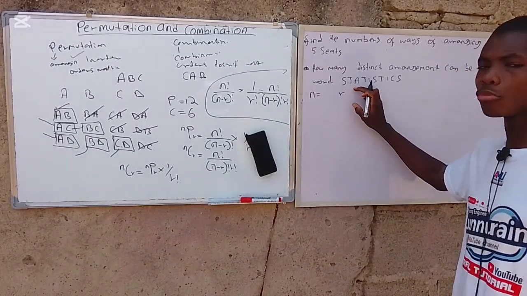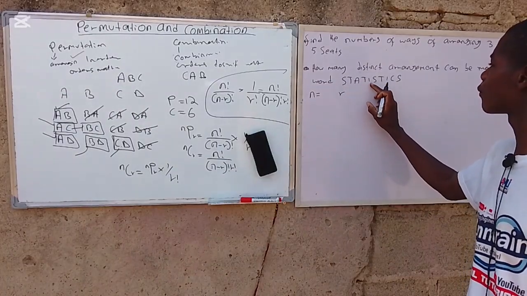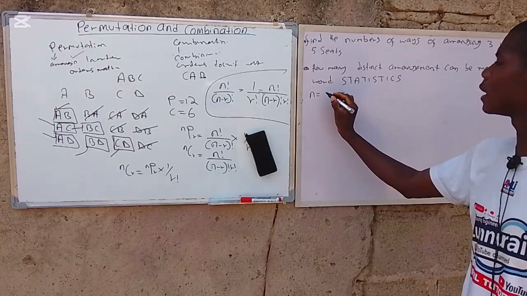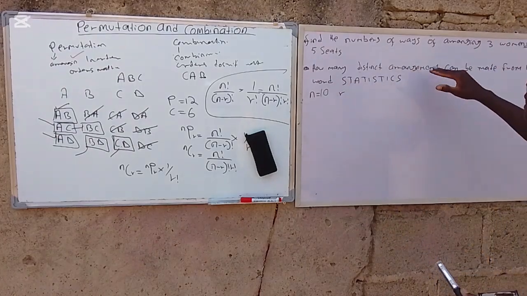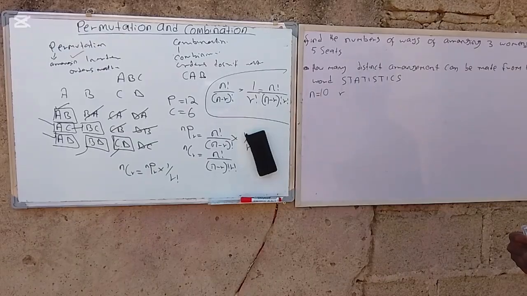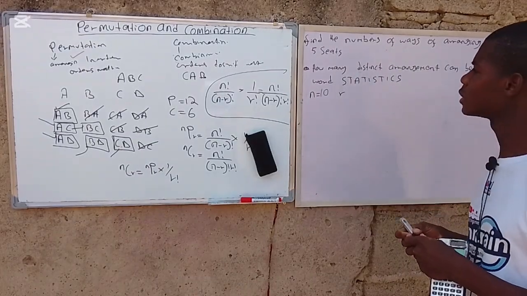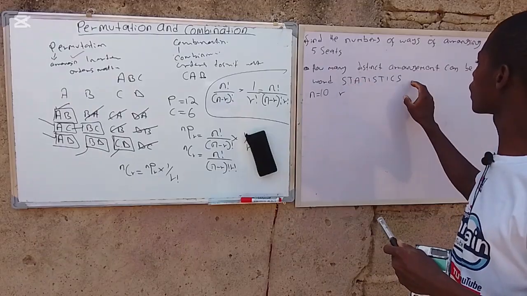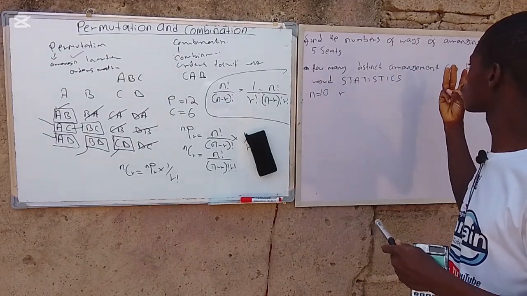We have to count the complete letters in the word statistics. 1, 2, 3, 4, 5, 6, 7, 8, 9, 10. N is 10. What of r? How many distinct arrangements can be made? So this is repetition. For the value of r, we have to see how many letters repeat themselves.